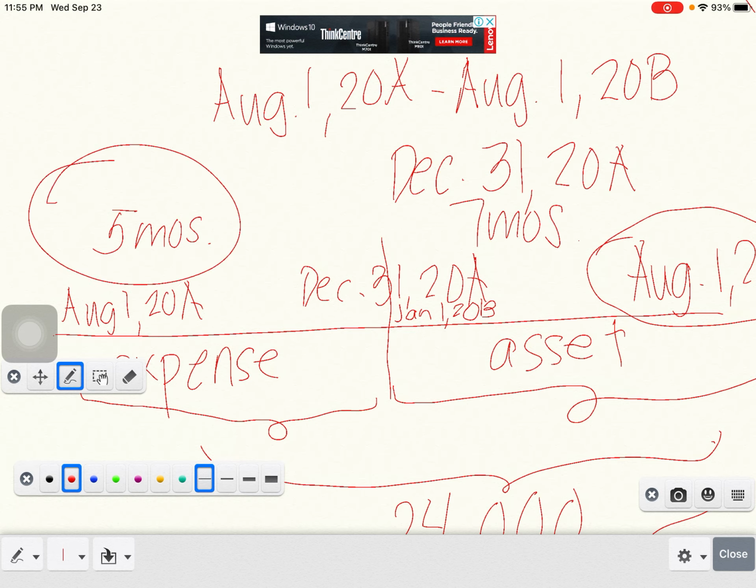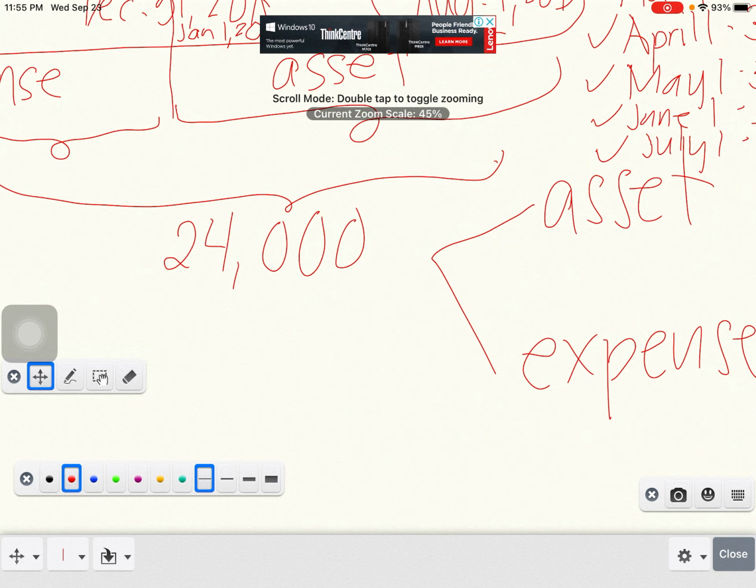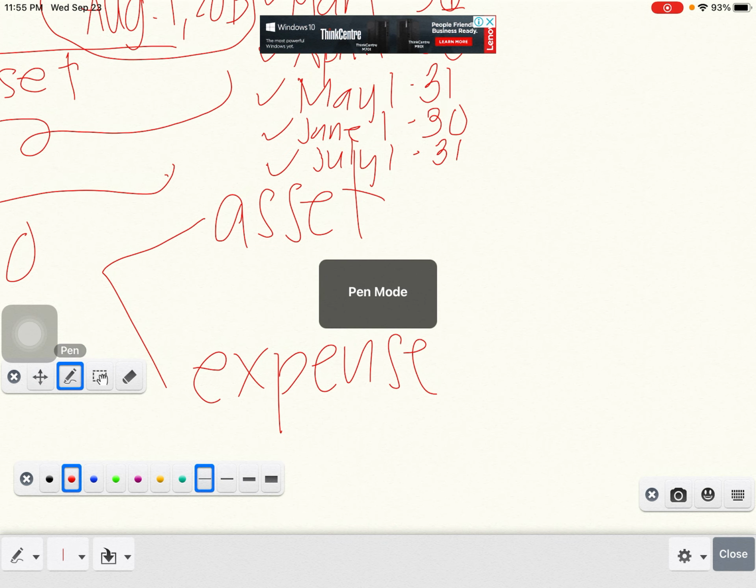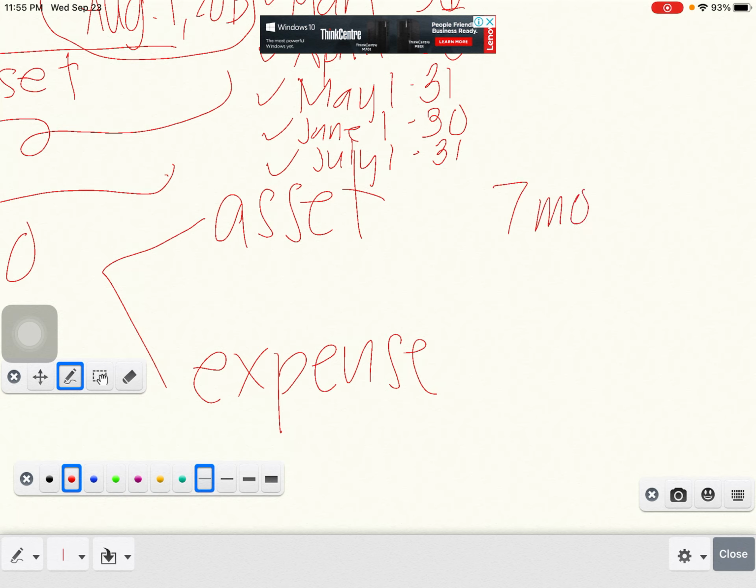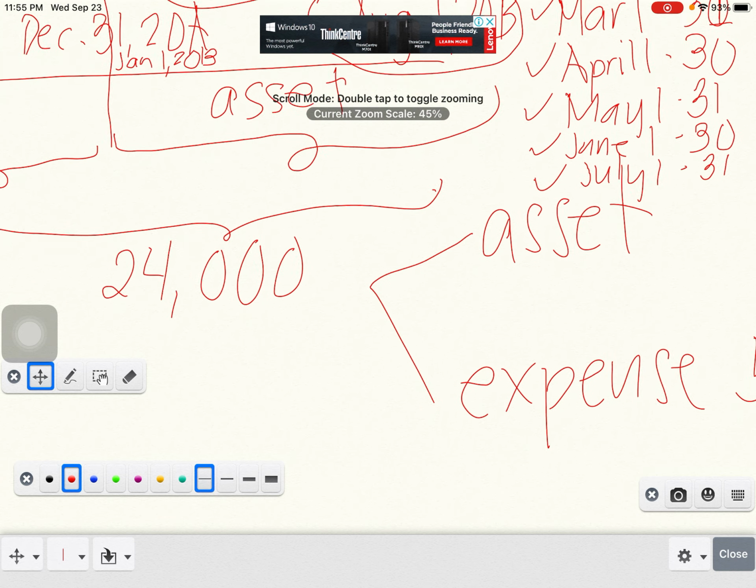So, 5 months plus 7 months is a total of 12 months. Double check that yourself. So the asset is good for how many months? 7 months. That is for the year 20B, while the expense is good for 5 months. So we have to split the 24,000.